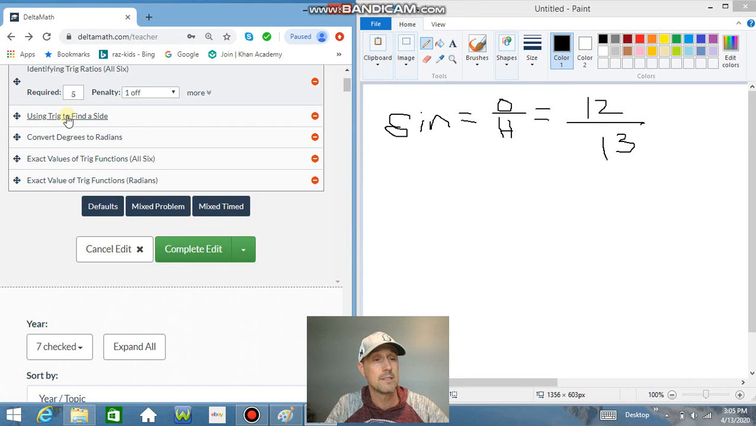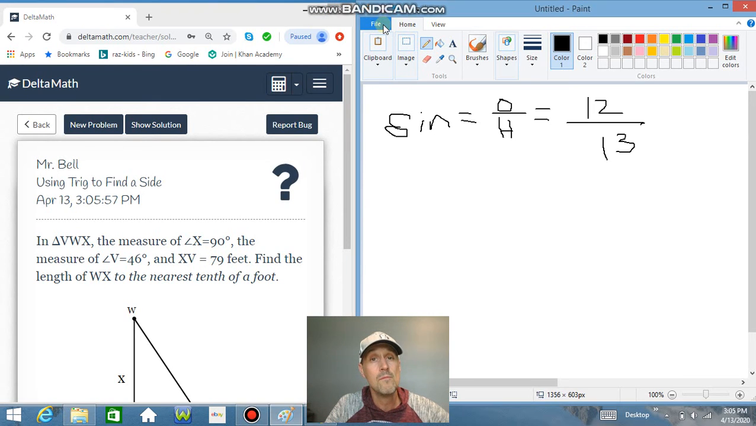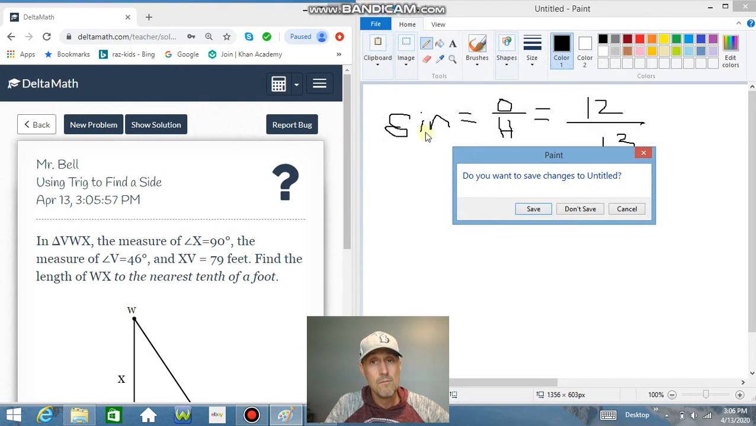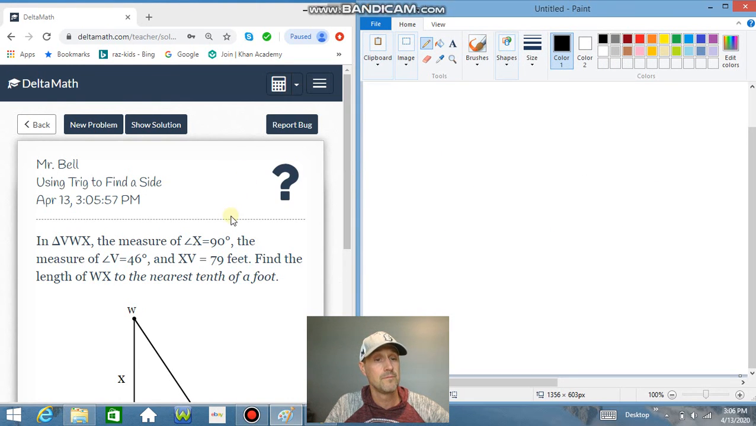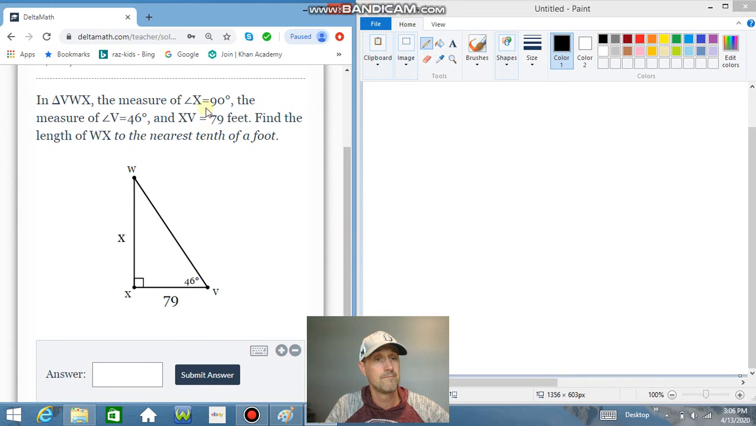Let's look at using trig to find a side. This would be a good one to go over. All right, here we go. Let's look at this problem here. So we have an angle given to us of 46 degrees. We have a side given to us of 79. Find the length of WX, this side right here.